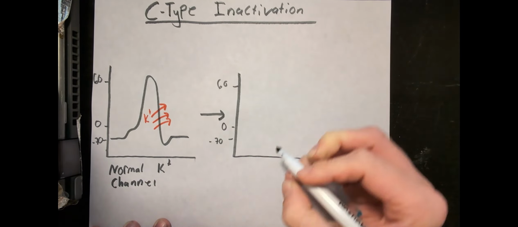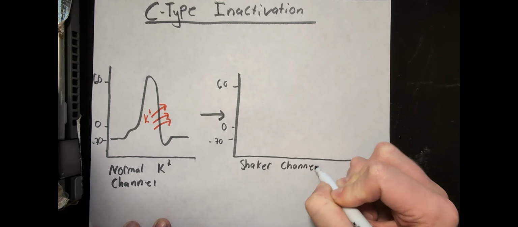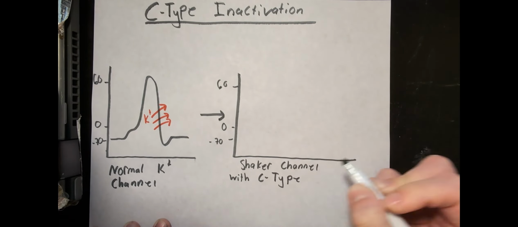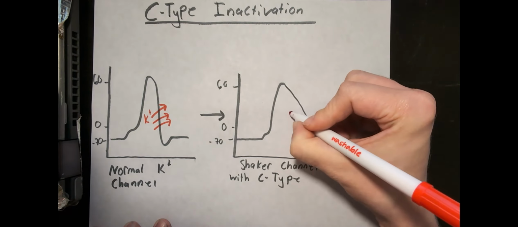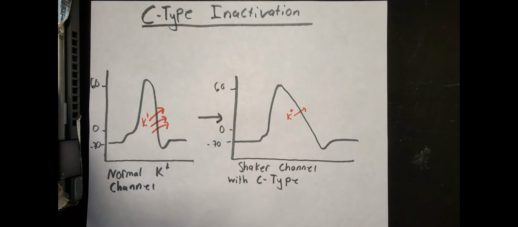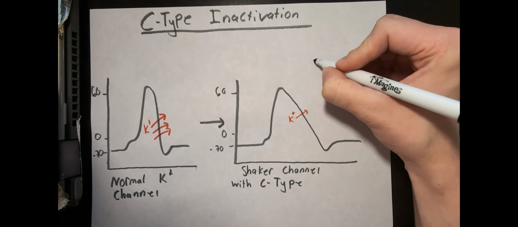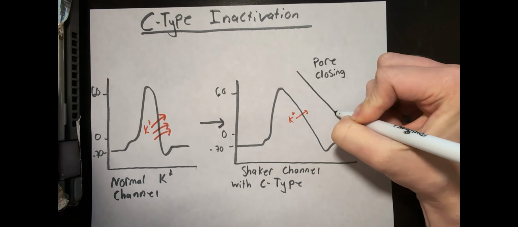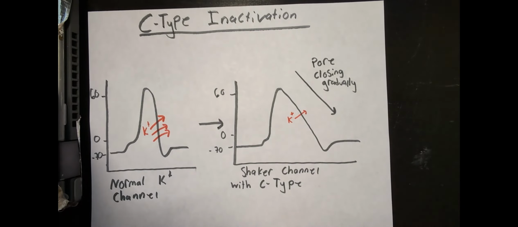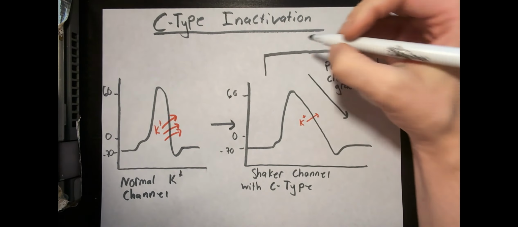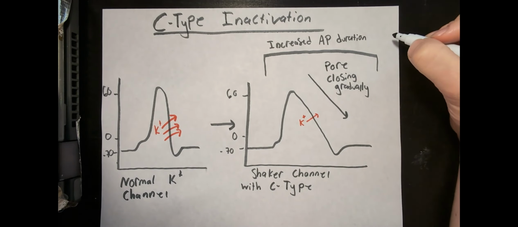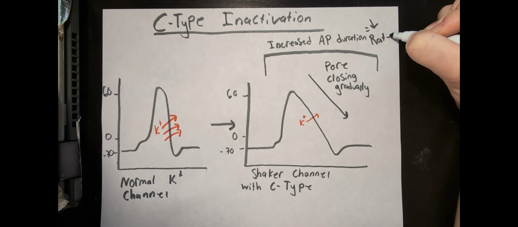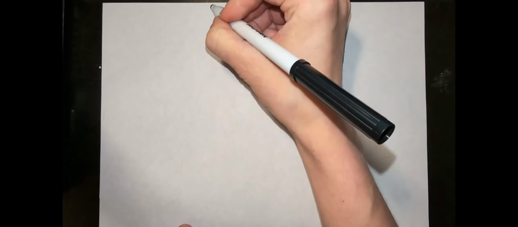And we have our potassium leaving the cell. However, a shaker channel with C-type inactivation is going to have a much longer falling phase. And that's because once that peak is reached, the pore closes slowly, theoretically, or closes gradually, which causes a slow efflux of potassium out of the cell. And this increases the action potential duration, which decreases the overall rate of firing.